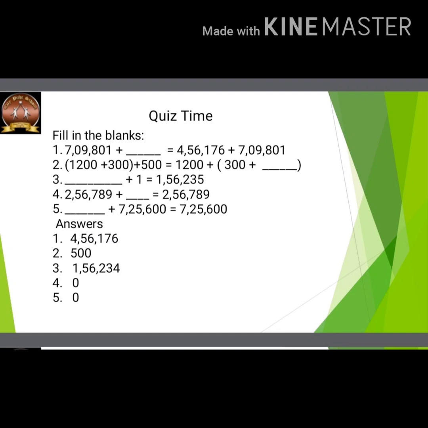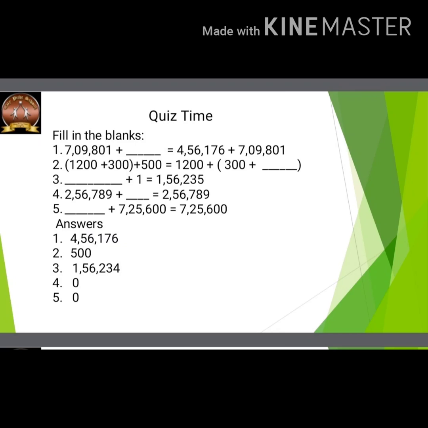The first one, 7,09,801 plus dash is equal to 456,176 plus 709,801. I hope you all have got an idea what should be the number there. This is the property of order, exactly. So the answer has to be 456,176.